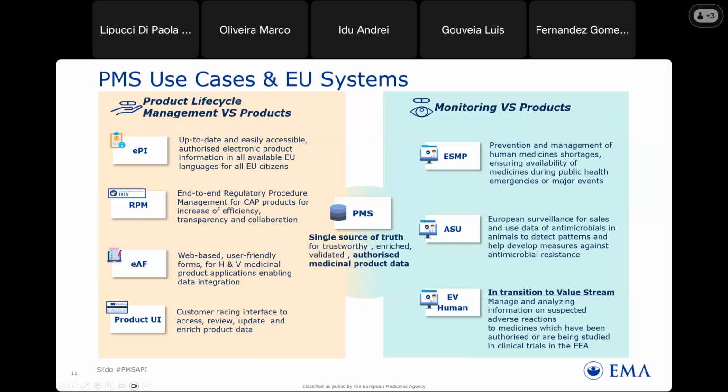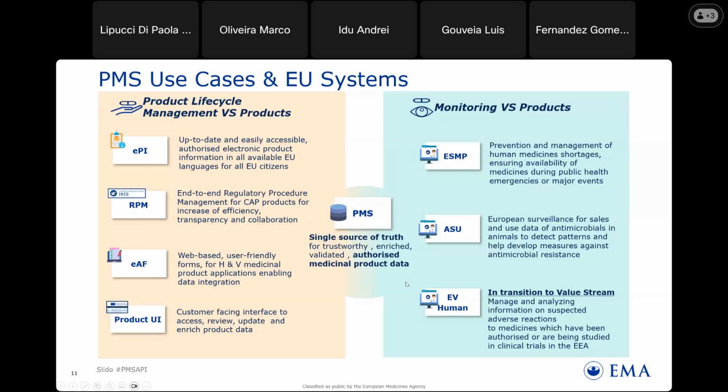PMS is used across different systems. As you can see, we have the electronic product information, and the regulatory procedure management for centrally authorized products, which is stored in IRIS. We also support the electronic application for a limited data set of information. And we expose, for those who do not have access to the PMS API, the same level of information via a user interface, which is called PMS UI. This is within the life cycle management value stream.